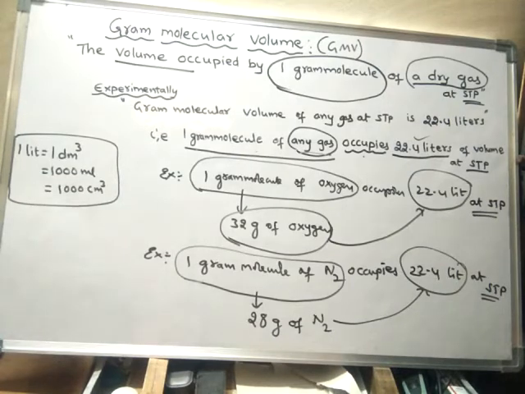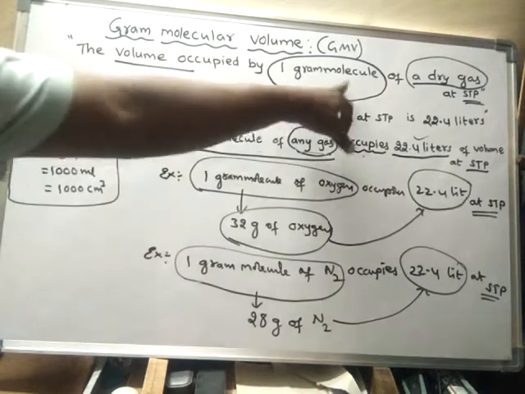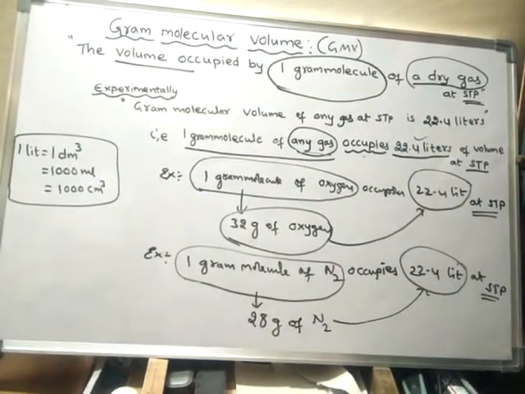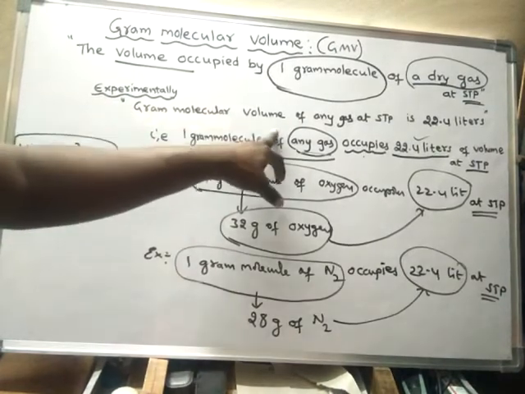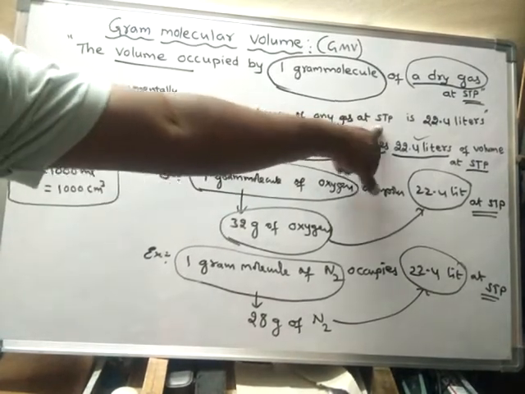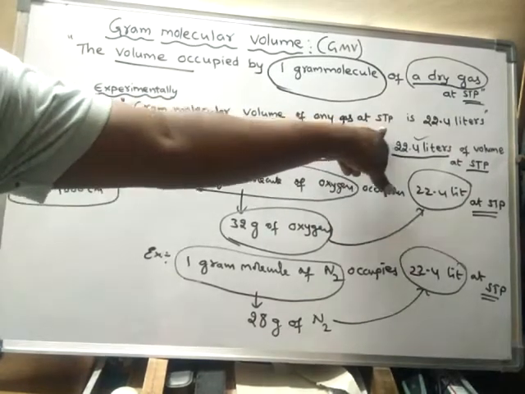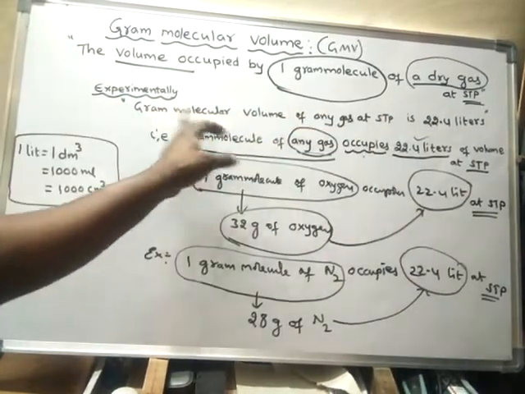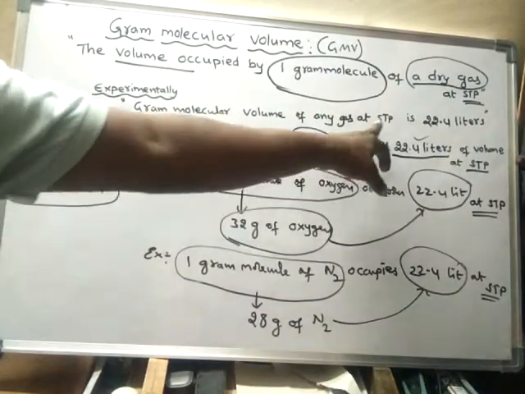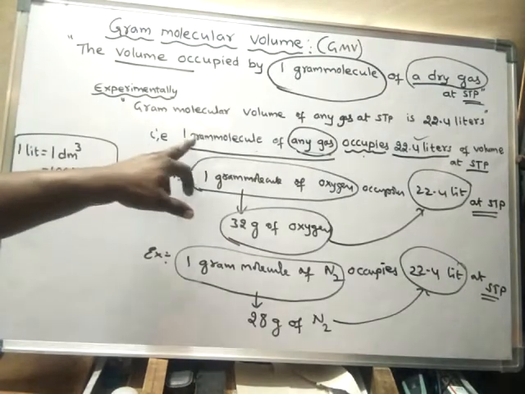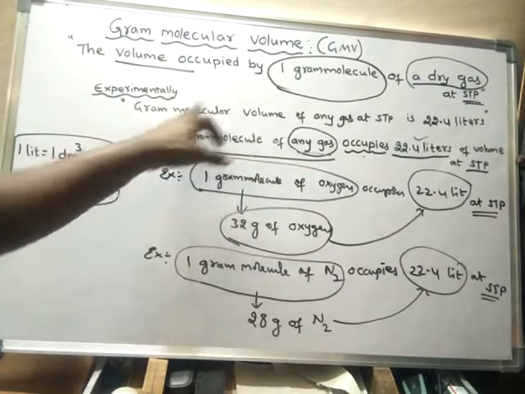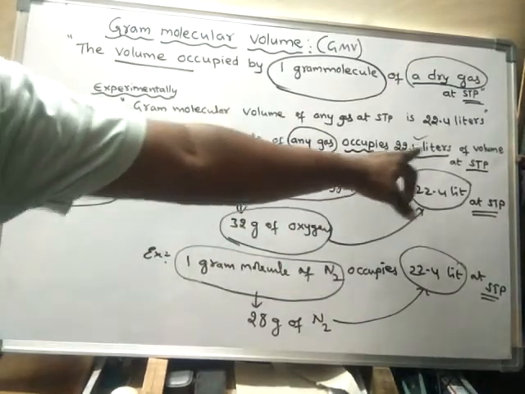So that is known as gram molecular volume. The volume occupied by 1 gram molecule of any dry gas at STP is said to be gram molecular volume. Experimentally it is proved that at STP, 1 gram molecule of any gas occupies 22.4 liters of volume.